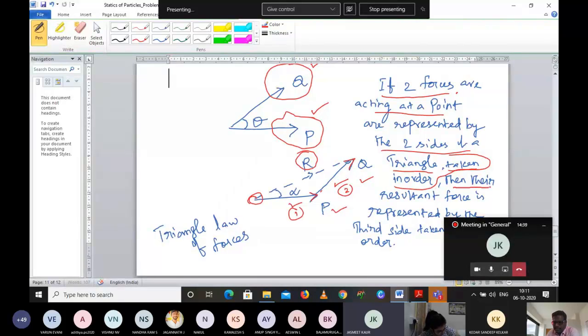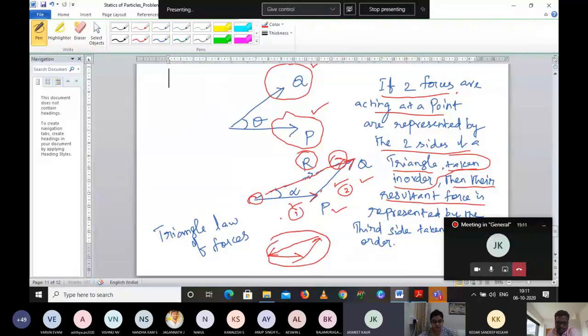Then their resultant force, that is very important, this particular force, is represented by the third side of the triangle, but it should be taken in the opposite order. Please take a note of this. When I'm drawing a triangle, how should it be? It should be like this, and after that, the arrow should be like this.